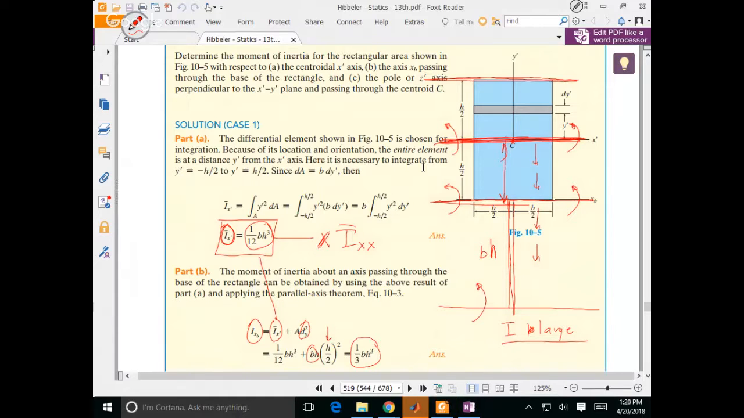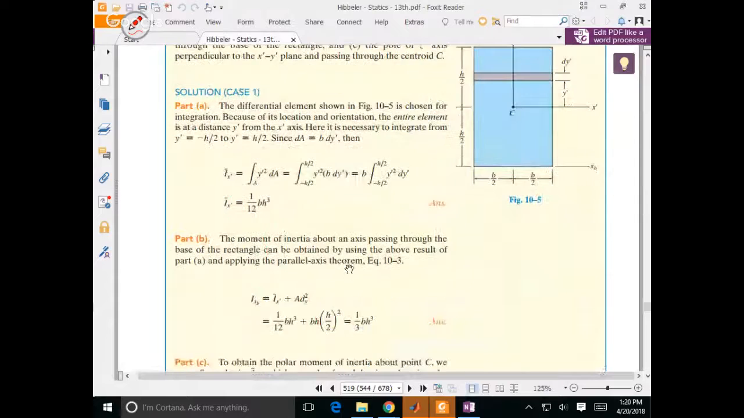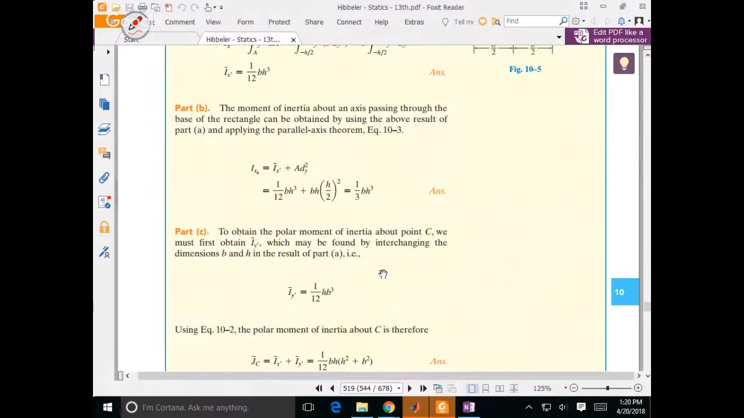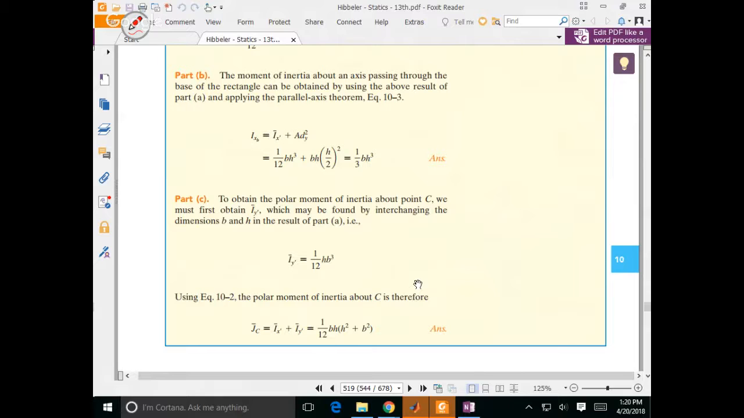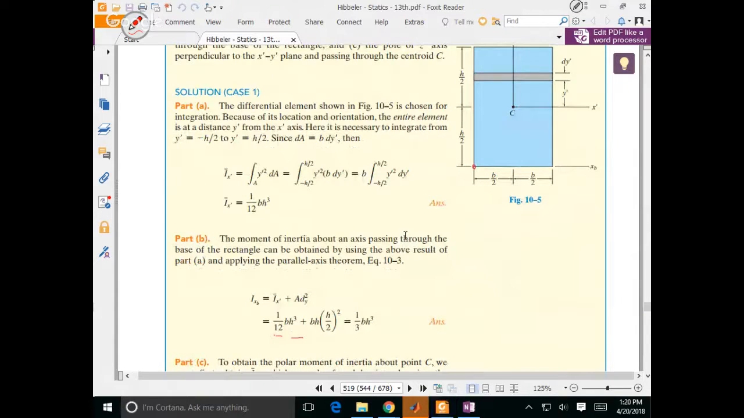You had 1/12, now it's 1/3. And so the further and further away you go, the larger this I becomes. And part C, what is he looking for? Polar moment. Okay, if he's looking for the polar moment, he's just adding these two together. And so polar moment means it's about a point right here. So it's no longer about just an axis here, an axis there. It's where the axes come together.